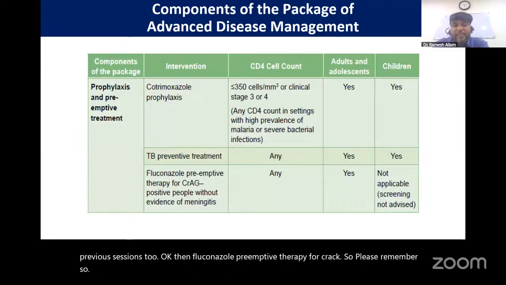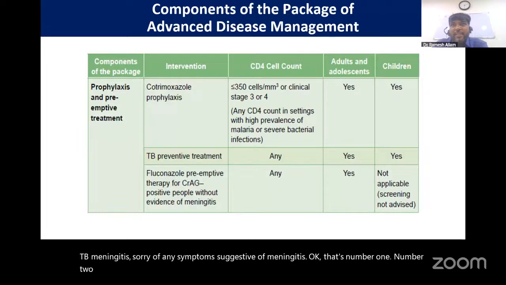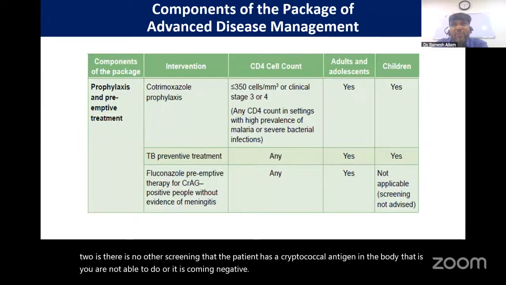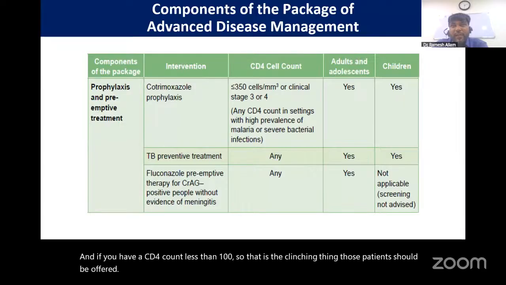preemptive therapy means the patient is not having any symptoms of TB meningitis, sorry, of any symptoms suggestive of meningitis. That's number one. Number two, there is no other screening showing that the patient has cryptococcal antigen in the body, that is, you are not able to do it, or it is coming negative. And if you have a CD4 count less than 100, that is the clinching thing. Those patients should be offered a prophylaxis for less than 100.